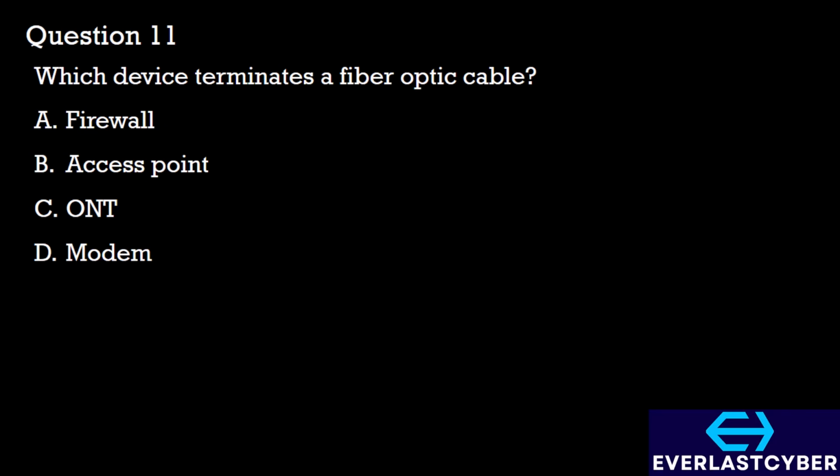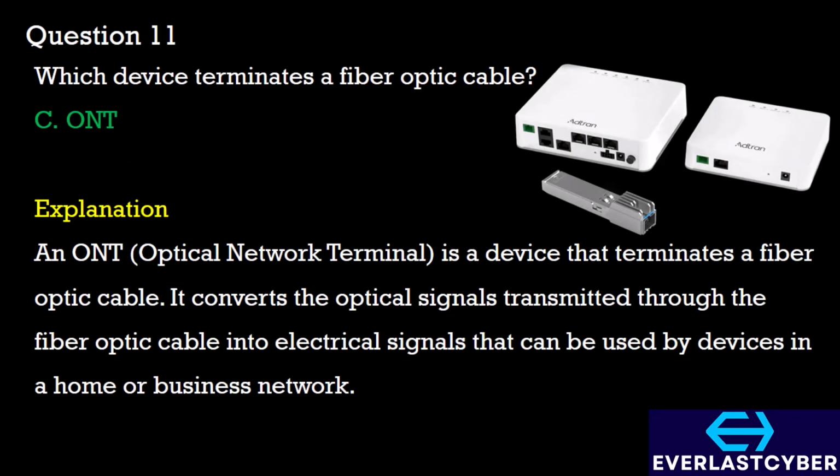Question 11. Which device terminates a fiber optic cable? A. Firewall. B. Access point. C. ONT or optical network terminal. D. Modem. For this, we'll be going with option C. The ONT is a device that terminates a fiber optic cable, and it converts the optical signals transmitted through the fiber optic cables into electrical signals that can be used by devices in a business network or at home.